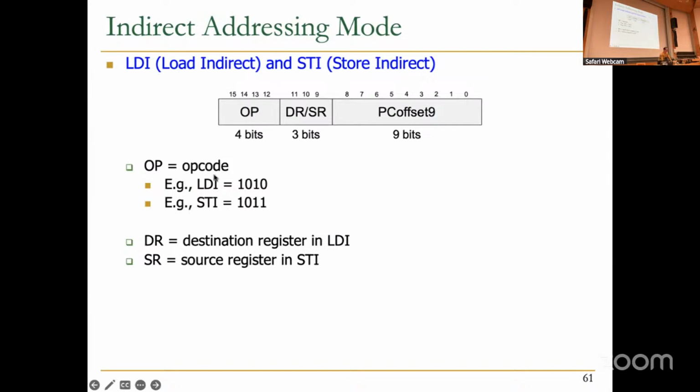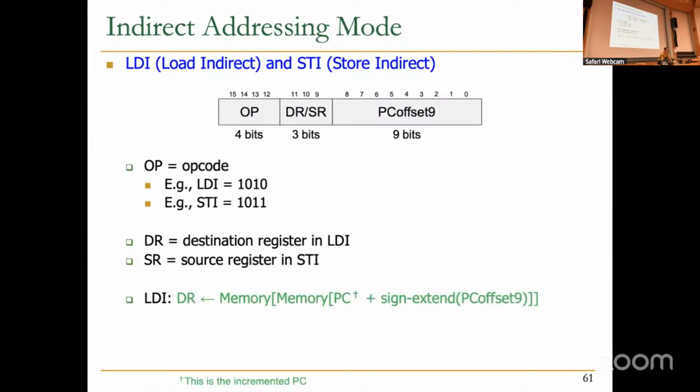So you can have load and store again. The opcode is like this. If the opcode is like this, the next 3 bits are destination register for load, source register for store. And again, we have a PC offset, 9 bits, but we're going to interpret it differently because of the opcode. The difference between this instruction and the previous instruction that we saw is the opcode. And this is how we're going to interpret it.